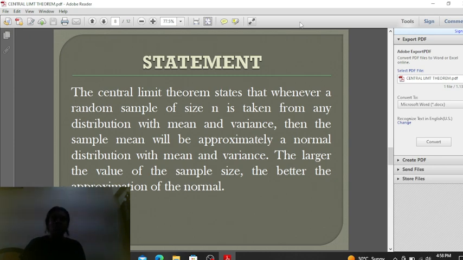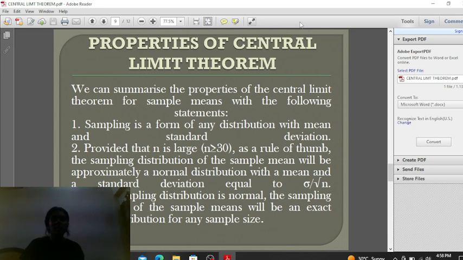Now we come to the statement of the central limit theorem. It states that whenever a random sample of size n is taken from any distribution with mean and variance, then the sample mean will be approximately normally distributed with that mean and variance, and the larger the value of the sample size, the better the approximation to the normal. So this is what the central limit theorem states.